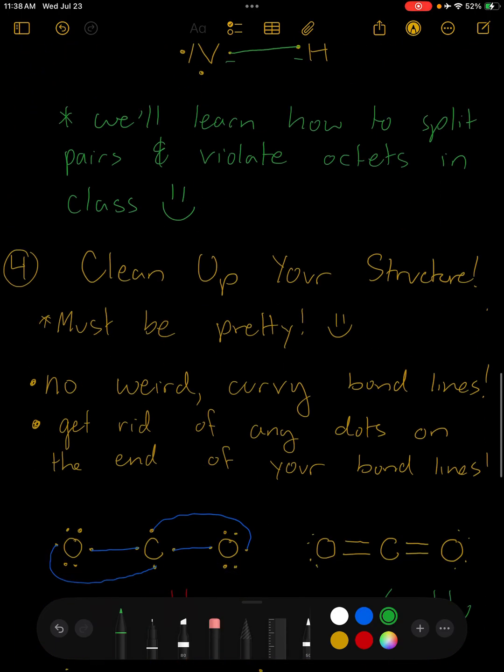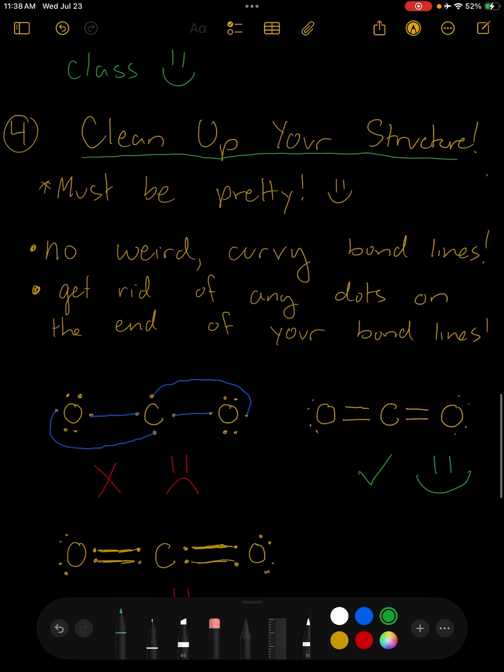Rule 4 says clean up your structure. It has to be pretty. You cannot have really gross looking messy structures. I will mark you wrong for that. The AP test will mark you wrong for that. It has to be pretty. So a couple of things that you want to make sure you clean up. We can't have any weird curvy bond lines. So these couple blue lines that are curving around, no, absolutely not.